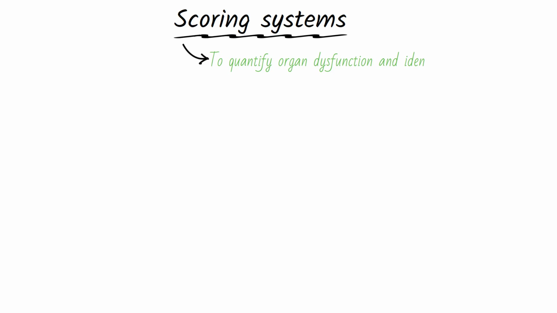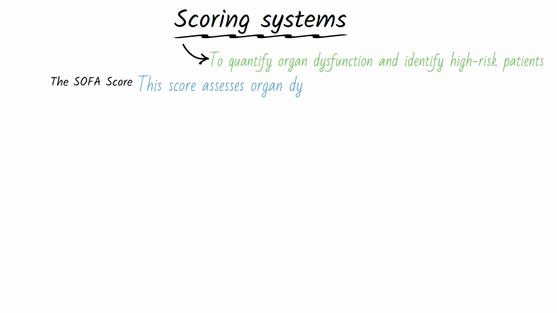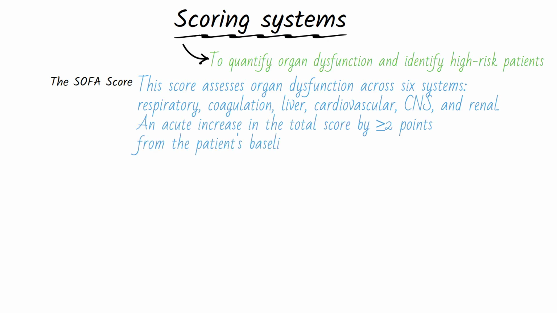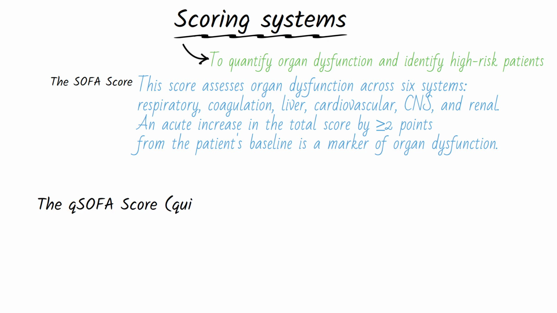To quantify organ dysfunction and identify high-risk patients, we use scoring systems. There is the SOFA score. This assesses organ dysfunction across 6 systems: respiratory, coagulation, liver, cardiovascular, CNS, and renal. An acute increase in the total score by above or equal to 2 points from the patient's baseline is a marker of organ dysfunction.